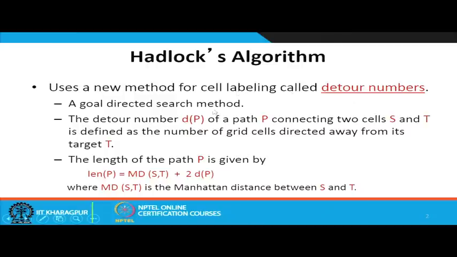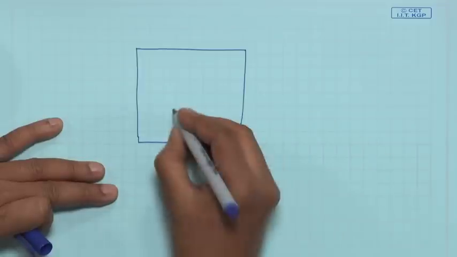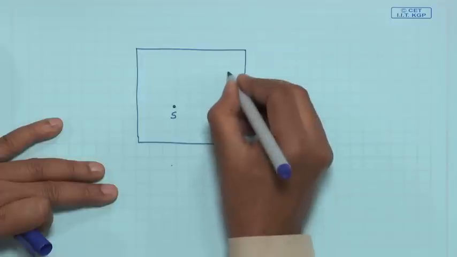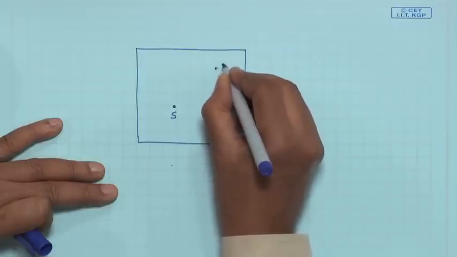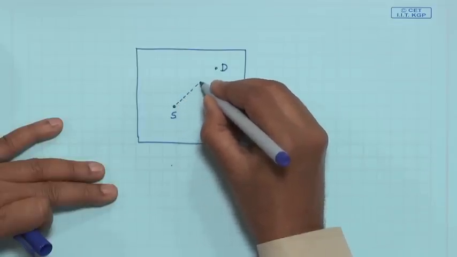The cell labeling scheme that is used in Hadlock's algorithm uses something called detour numbers. Now, what is a detour? Let me just explain the concept of detour with the help of a diagram first. Let us say I have a source here and I have a destination here. I want to find a path from S to D like this.